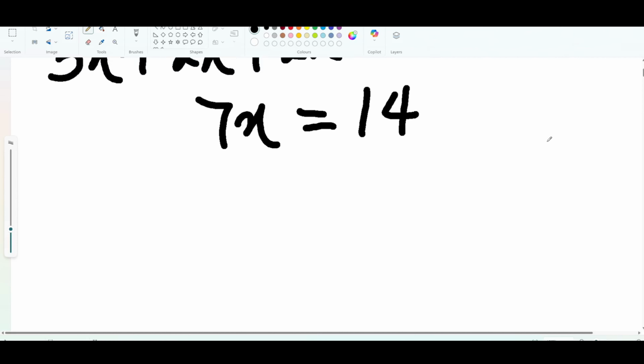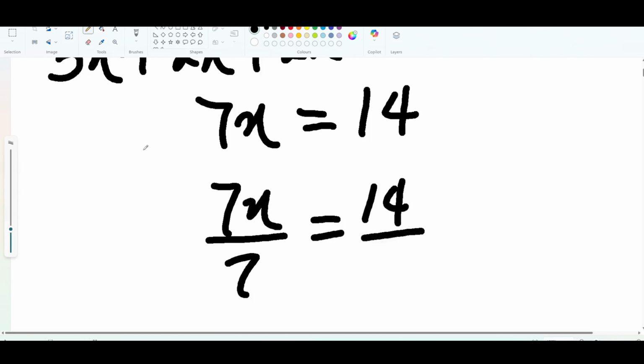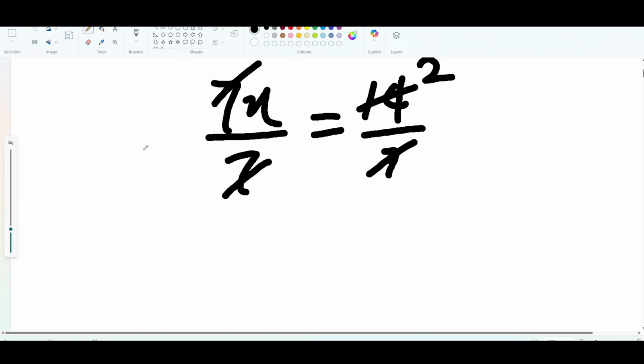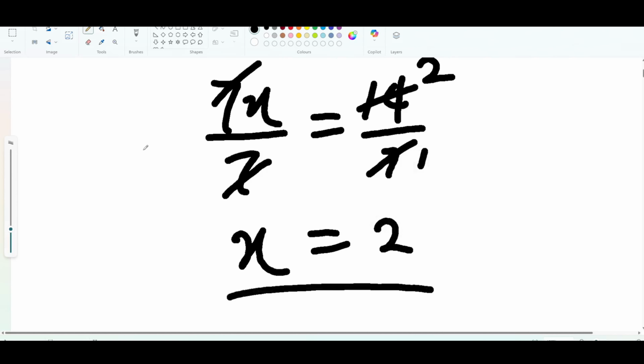So at the end of the day, this is 7x, and this 7, how do we take it out of this equation? What we do is to divide both sides by this 7, so it becomes 7x all over 7, then 14 all over 7. So the 7 cuts 7, 7 cuts 14, that's 2. What we are left with is nothing except x, and here we have 2 over 1, that's going to be 2. So x equals 2 here. So I believe this is understood.